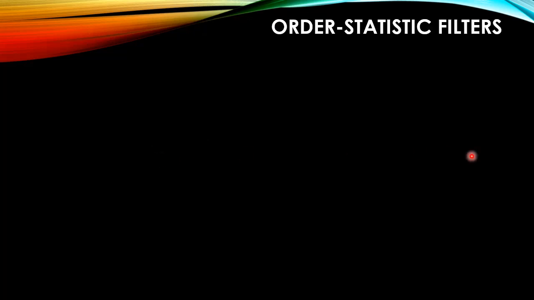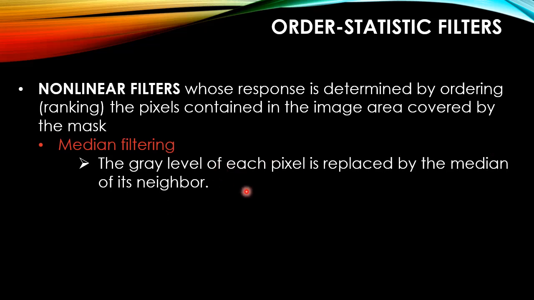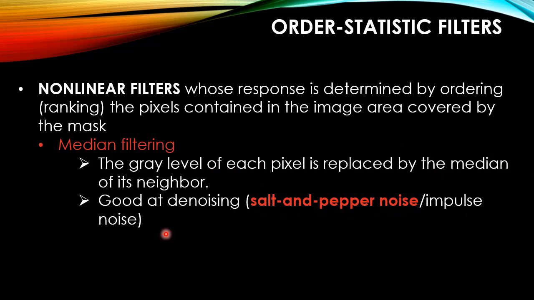The next type of smoothing filters is the order statistic filters, or non-linear filters. Basically, these are filters whose response is determined by ordering or ranking the pixels contained in the image area covered by the mask. We can have median filtering, in which the gray level of each pixel is replaced by the median of its neighbors, which is basically useful for denoising or removing salt and pepper noise, or impulse noise, as we call it. And we can also have a max filter, min filter, etc.